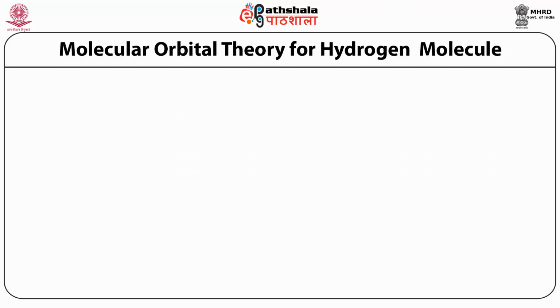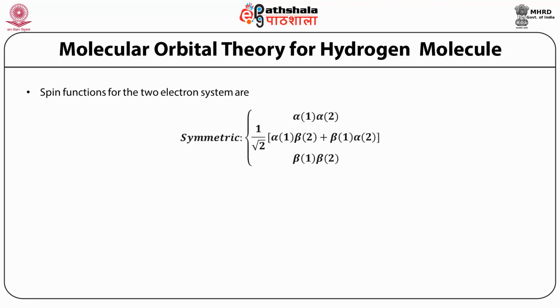and including the electron spin and Pauli principle into the formalism, spin functions for the two electron system are, for the case of symmetric, alpha 1 alpha 2, 1 upon root 2 alpha 1 beta 2 plus beta 1 alpha 2, and beta 1 beta 2, and in case of antisymmetric, it is 1 upon root 2 alpha 1 beta 2 minus beta 1 alpha 2.